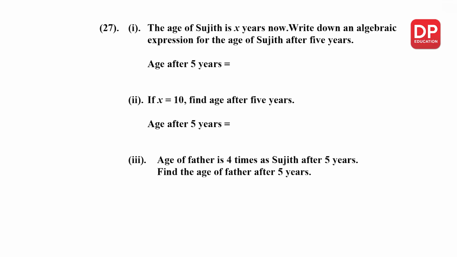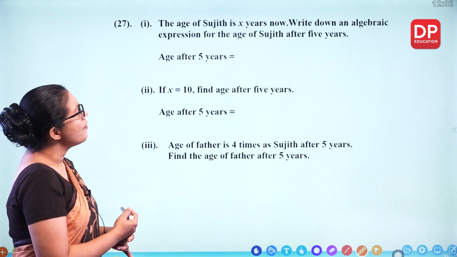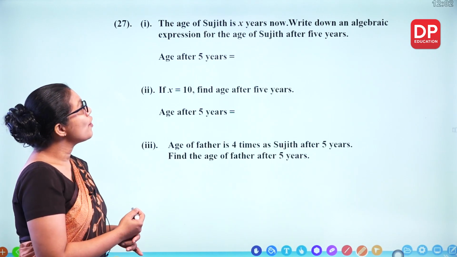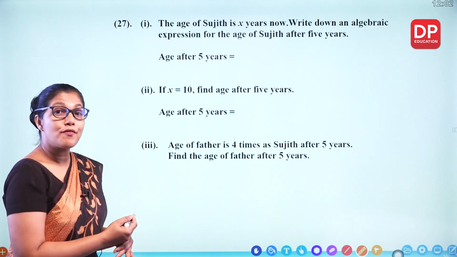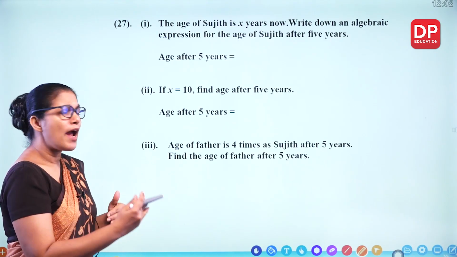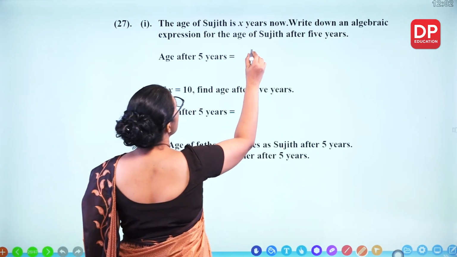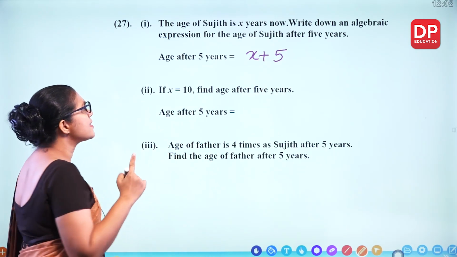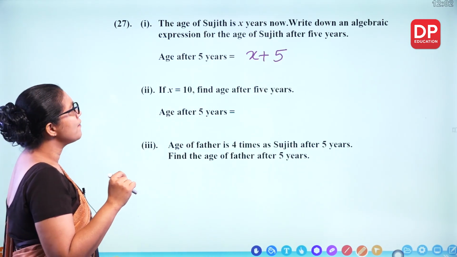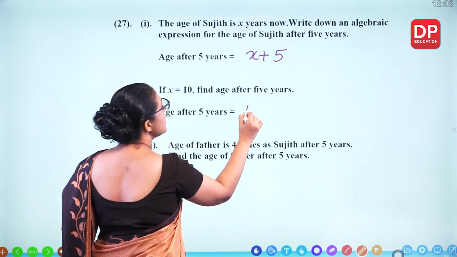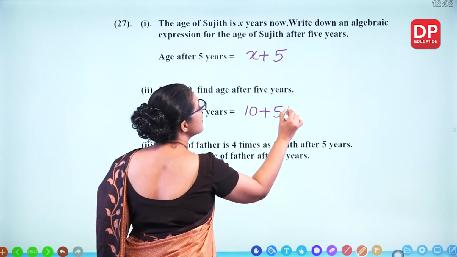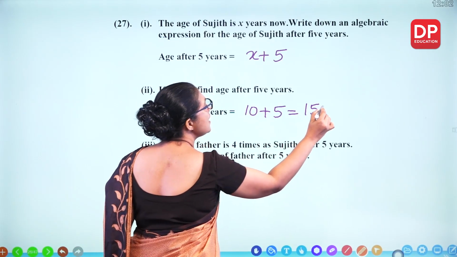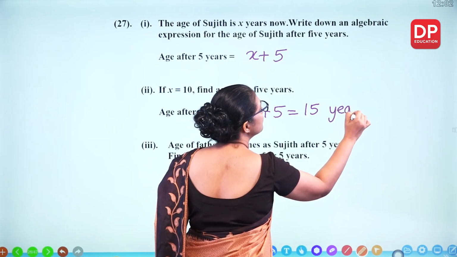The age of Sujit is X years now. Write down an algebraic expression for the age of Sujit after 5 years. So we have to add 5 to that, so X plus 5. If X is 10, find the age after 5 years. So we'll substitute 10 here. 10 plus 5, that's 15 years.